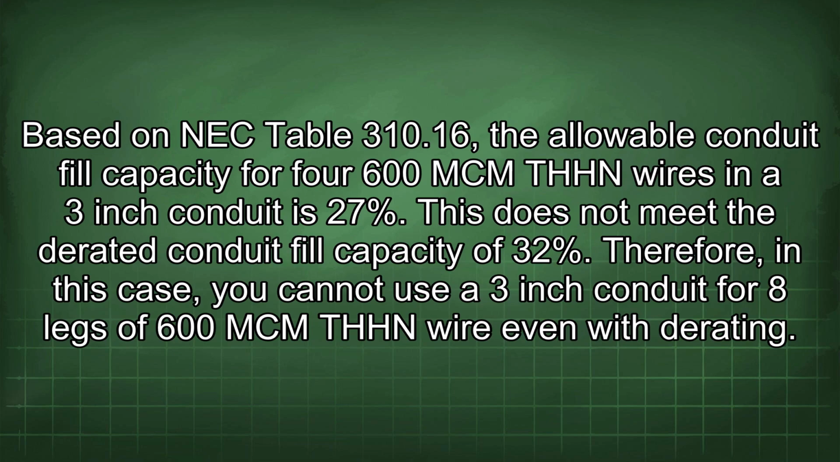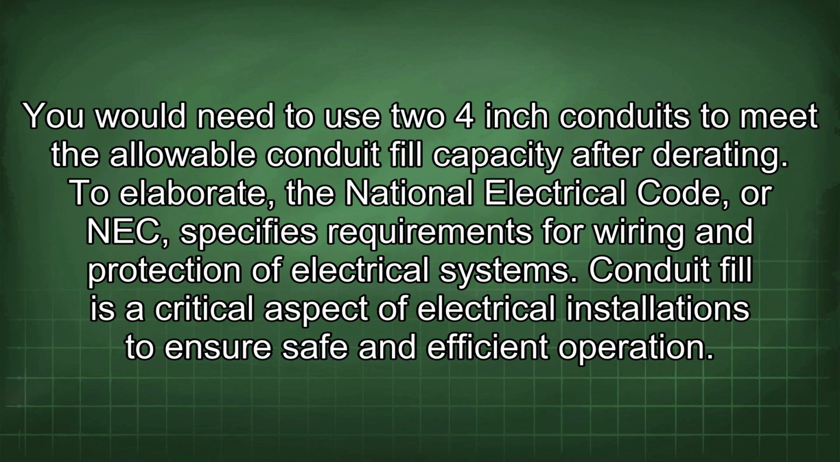Based on NEC Table 310.16, the allowable conduit fill capacity for 4 600 mcm THHN wires in a 3-inch conduit is 27%. This does not meet the derated conduit fill capacity of 32%. Therefore, in this case, you cannot use a 3-inch conduit for 8 legs of 600 mcm THHN wire even with derating. You would need to use two 4-inch conduits to meet the allowable conduit fill capacity after derating.